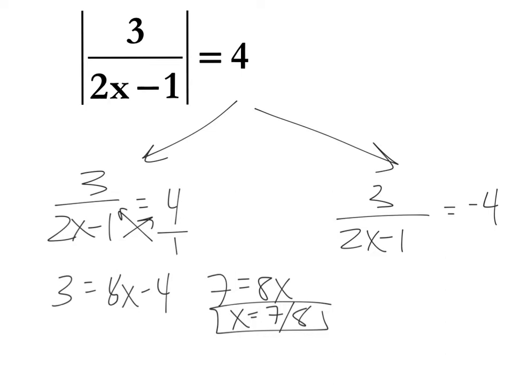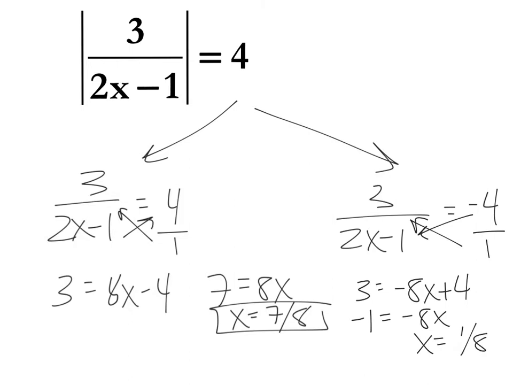And then the next one, same thing. Put the 4 over 1 and cross multiply. Multiply the -4, so -8x plus 4. Be careful with that negative sign being distributed. So I'm going to subtract the 4 from both sides, and I get -1 equals -8x. x equals +1/8. There's our second absolute value review equation.